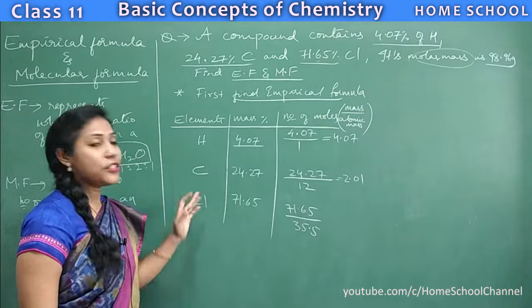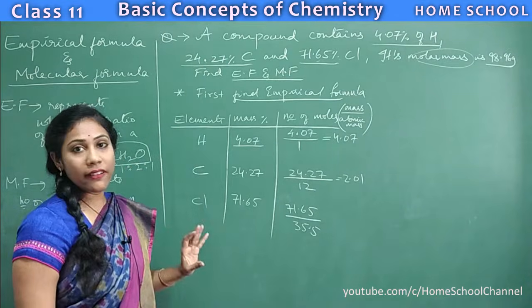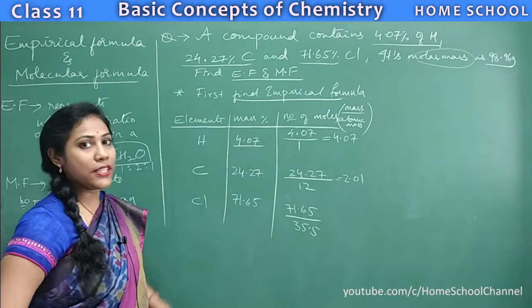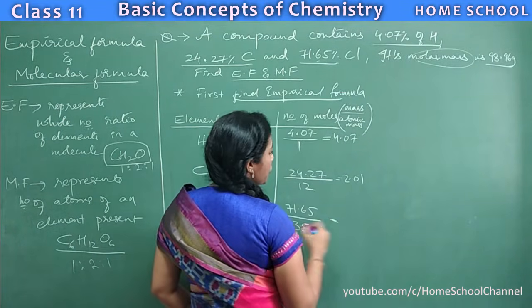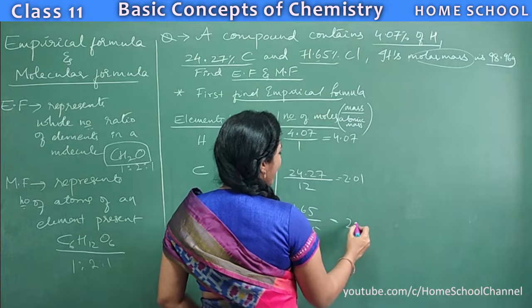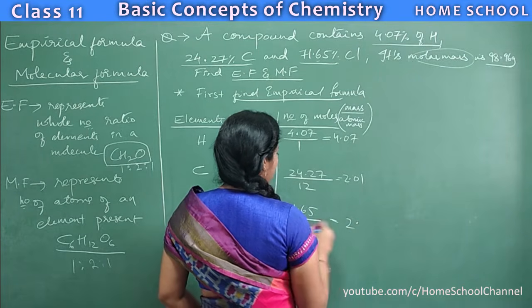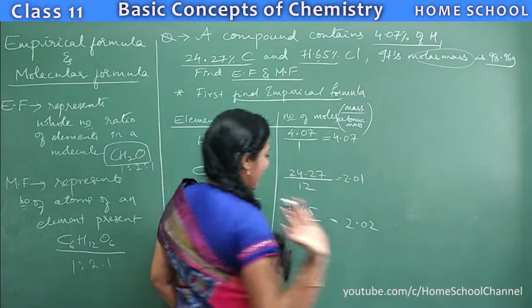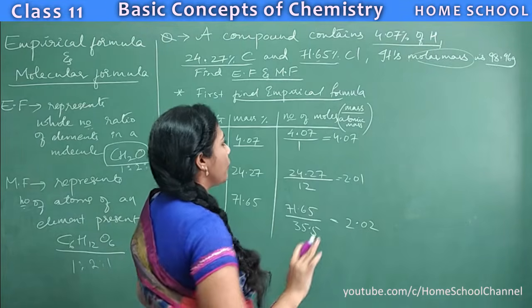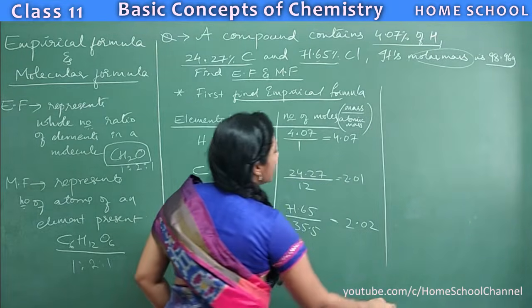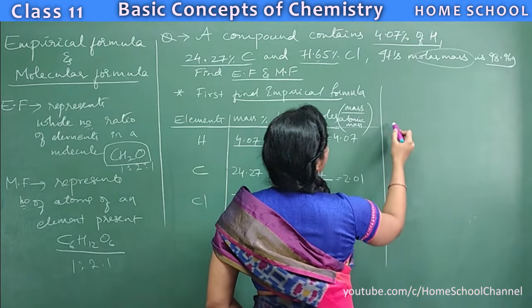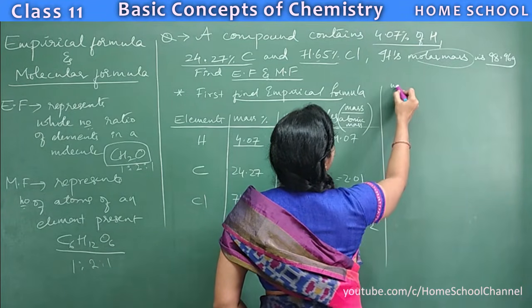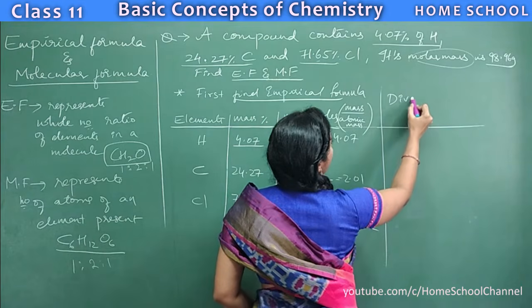See, atomic masses you must know. They will not give them in a question. You should have that idea. So here how much do you get? Here also you would get around 2.02 something. So this much you will get. So this is your third column. Now in the fourth column, what you have to do is divide by the smallest number.